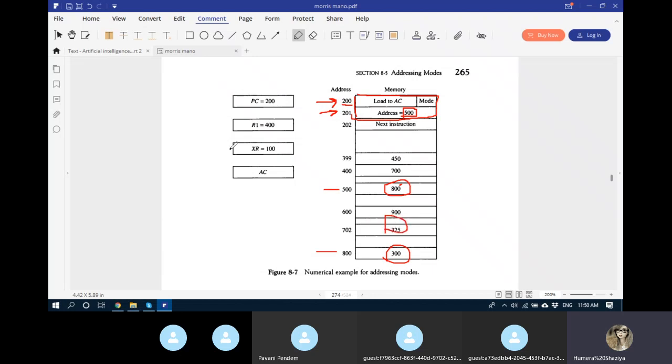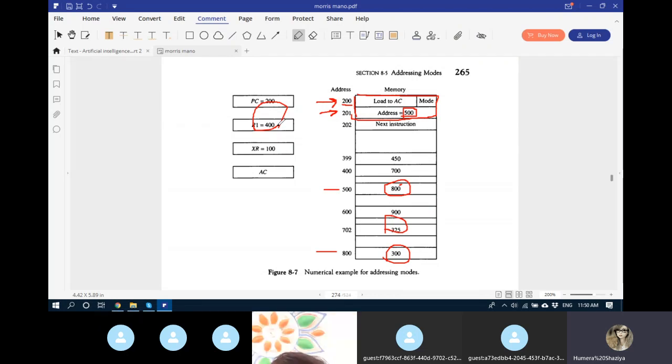So 325, same for indirect address. Relative address means whatever is there in the register is added to the address part of the memory. It should be actually 900, 400 plus 500. I don't know how it is that. I'll go through it once more and let you know. But for now, try to understand that we will add the address part with the register part.